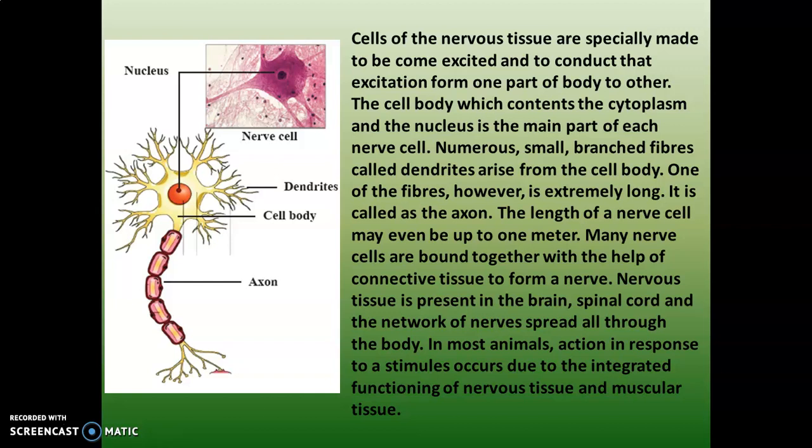In most animals, action in response to stimulus occurs due to integrated functioning. Integrated means the together functioning of nervous tissue and muscular tissue. Okay, so suppose I want to pick up a pen. Then my nervous tissue from the brain will give me the order, and who will do the function of picking up the pen? The muscular tissue. Okay, so this is called integrated function. So nervous tissues are giving orders and muscular tissues are following that, and most of the time this happens.